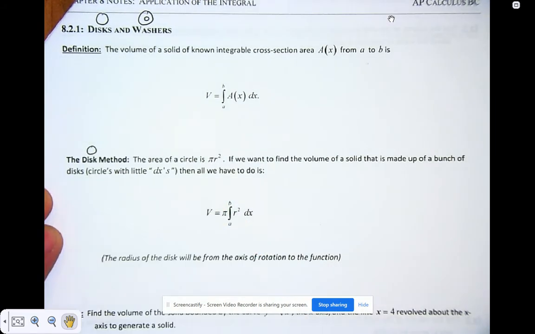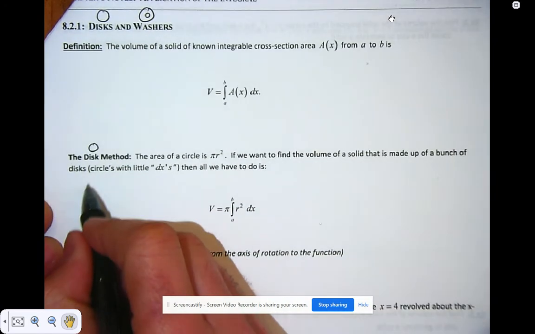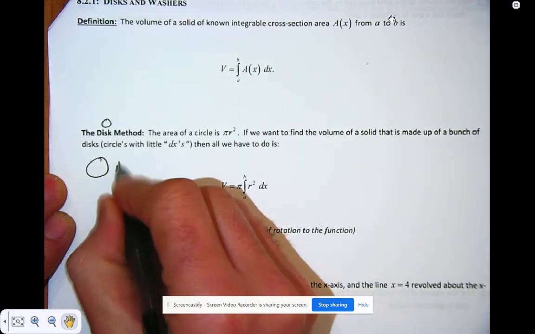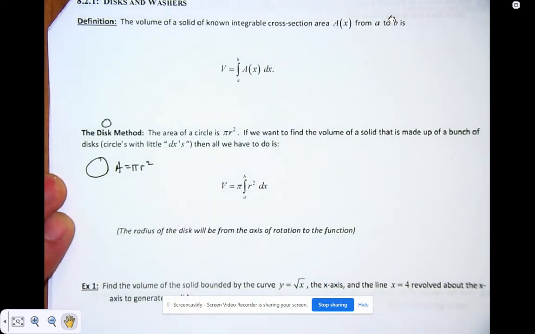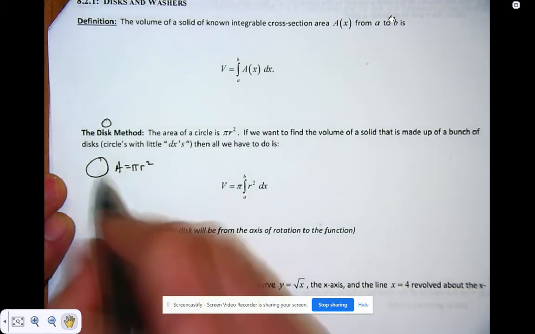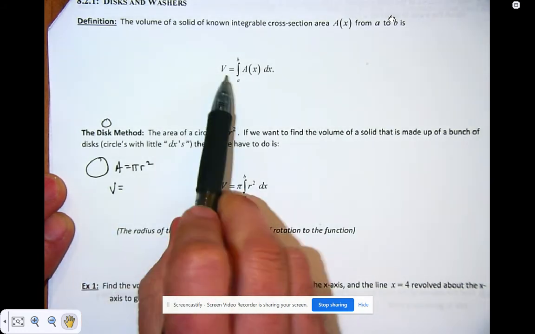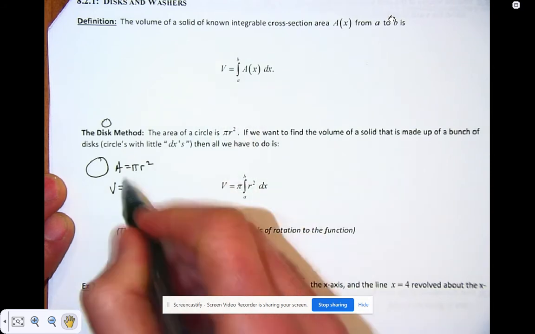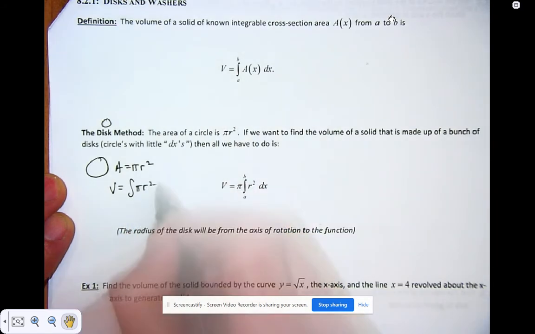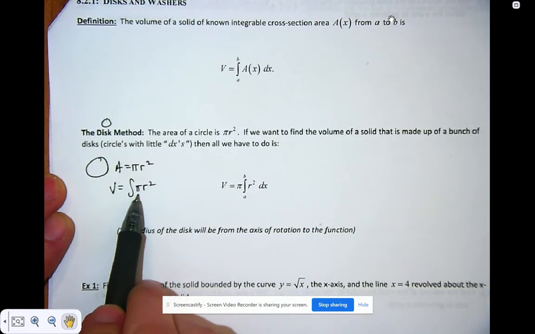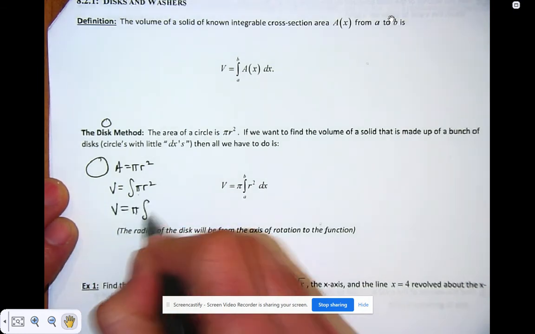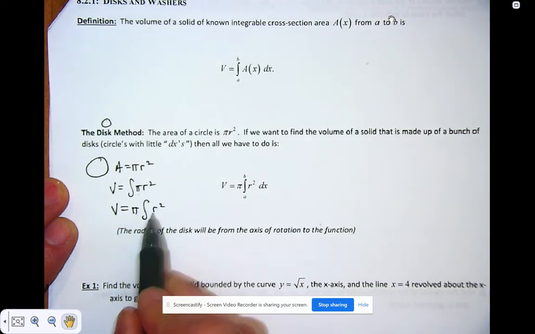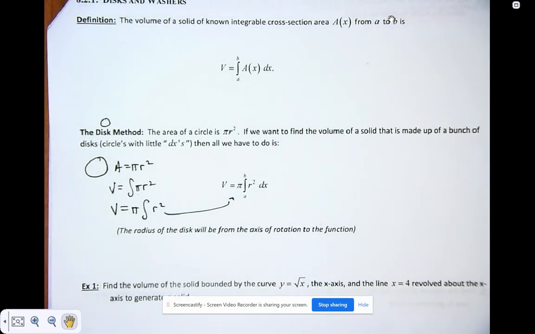And again, the disc method is a circle. Going back to geometry, what is the area of a circle? It's pi r squared. Very simple, right? So if the area is pi r squared, the volume, by definition, is the integral of the area. So I integrate pi r squared. But this pi is just a number, and what do you know with numbers? They can come out in front. And so you bring the pi out in front and you just have pi times the integral of r squared, which is that guy.